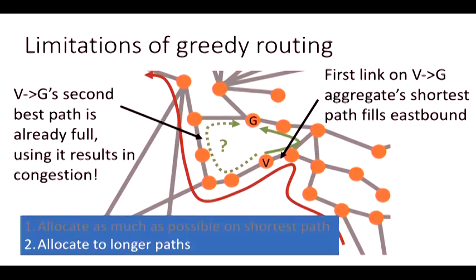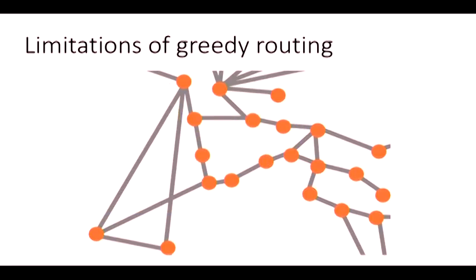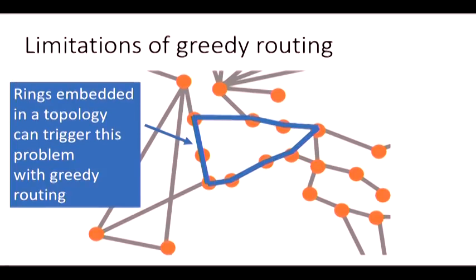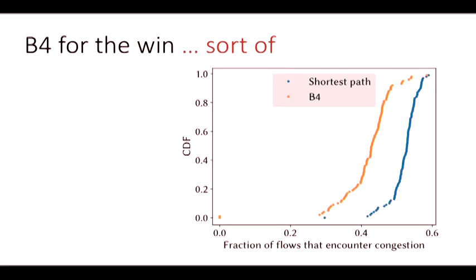And notice that there really isn't any other path that we could have used because of the greedy nature of greedy routing. We have essentially locked ourselves out of capacity. Okay, so let's take a step back. So why did this happen? Well, we observed that rings embedded in a topology can trigger this problem with greedy routing.